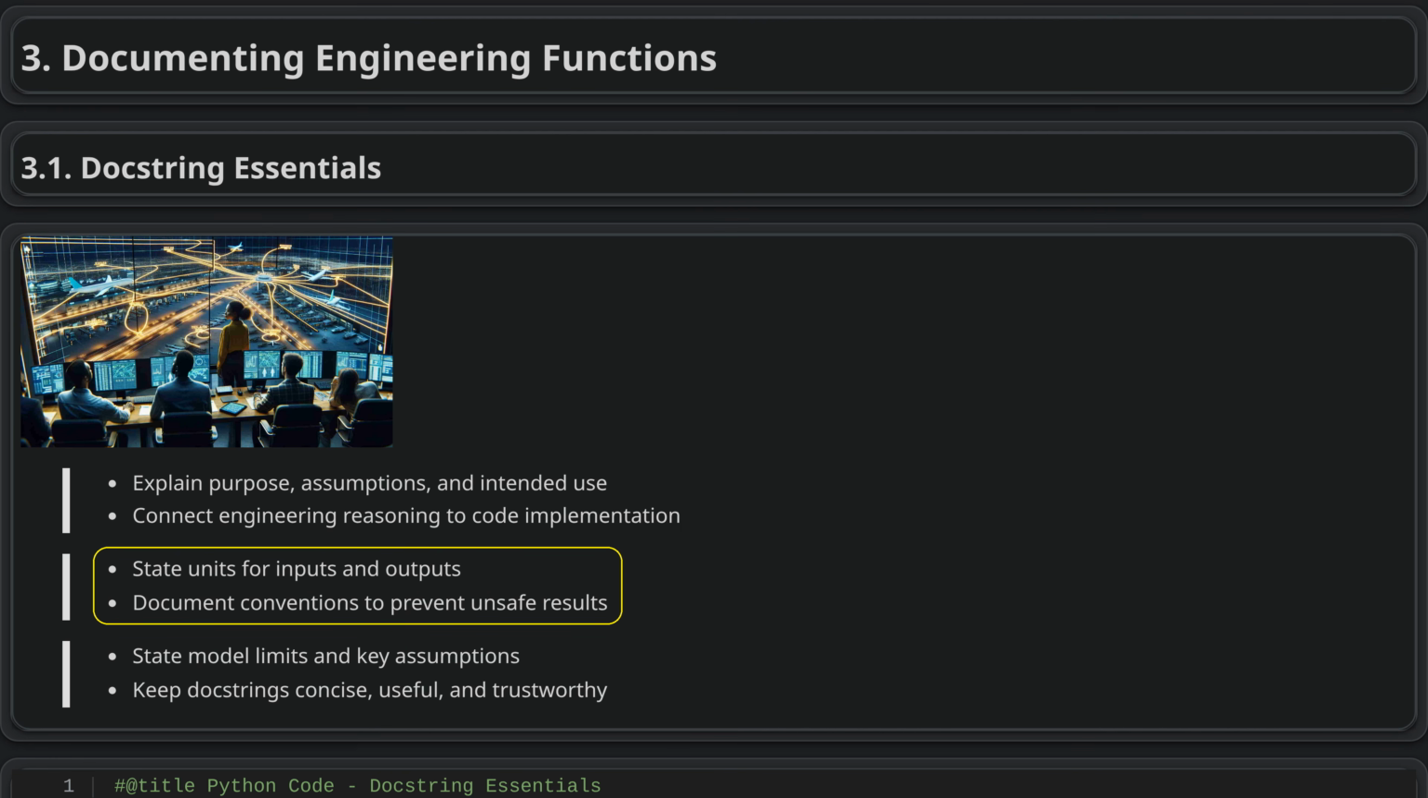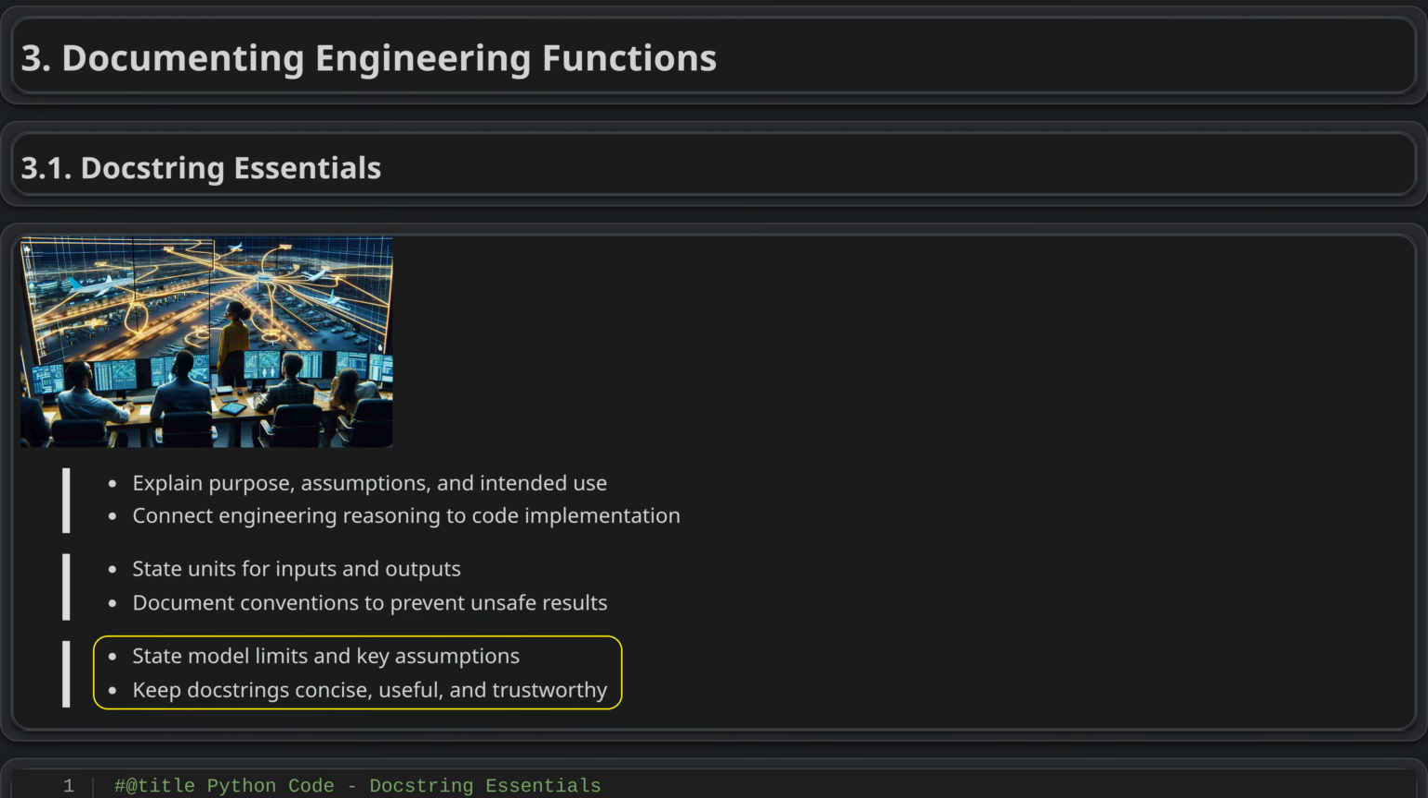In engineering programming, clear docstrings are essential because calculations depend on units and conventions that may not be obvious from parameter names. They should state units for values such as temperature, length, force, and angle, and clarify conventions like sign direction or pressure type. This helps ensure results are accurate, meaningful, and safe for real-world engineering use.